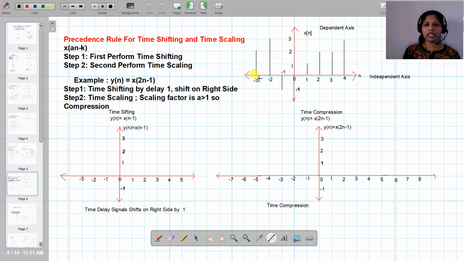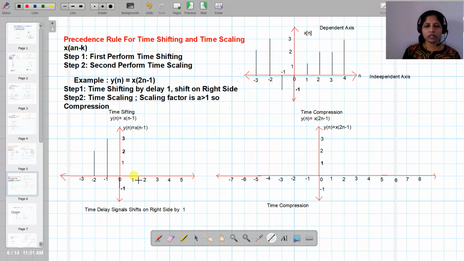Because of the delay, in place of minus 3, this signal starts on minus 2 because of minus 1. See, I am taking the same amplitudes. On minus 3 the amplitude is 2, which comes on minus 2. On minus 1 the amplitude comes on minus 1. I am shifting this signal to the right side. On 0, right now we don't have any value, so on 1 we are not drawing any sample.